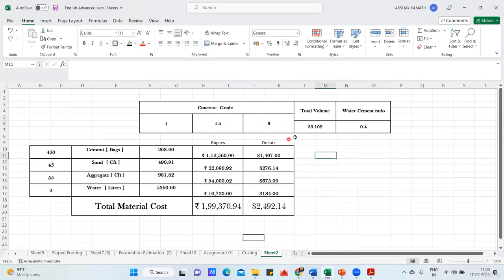If I want to prepare 33 cubic meters of concrete of M25 grade in the footing, I require 268 bags of cement, 490 CFT of sand, 981 CFT of aggregate, and 5360 liters of water, and this much cost will be incurred. Got it? So in this way, you can do the estimation, and try to do it for everything.